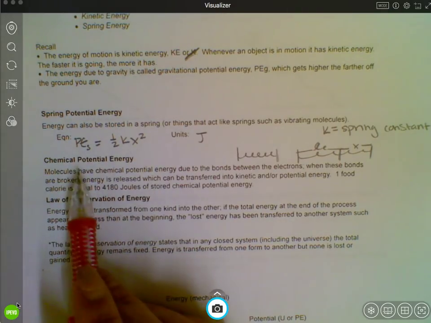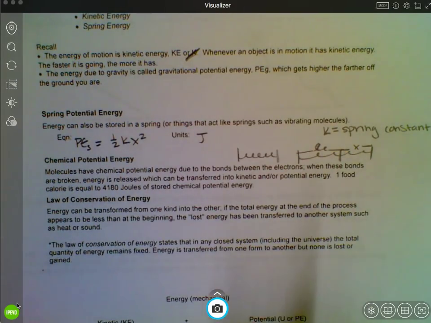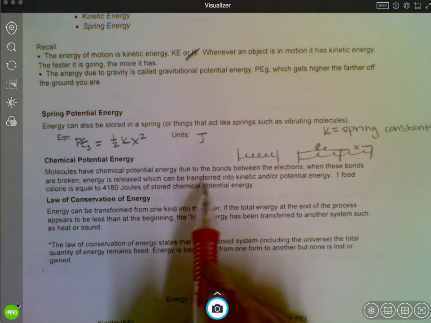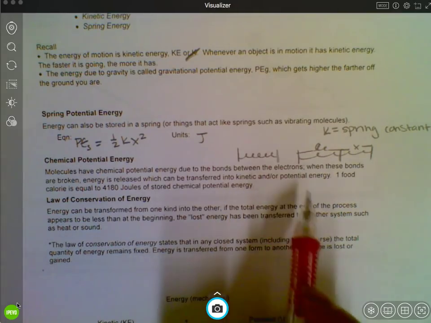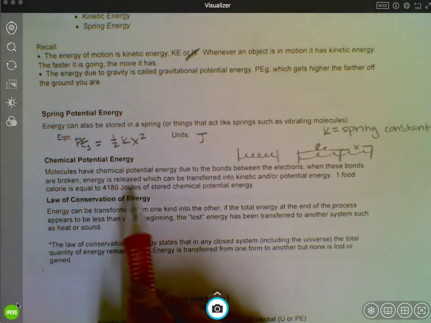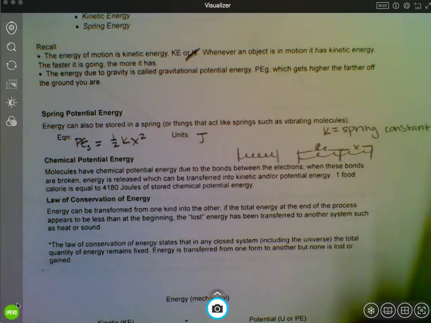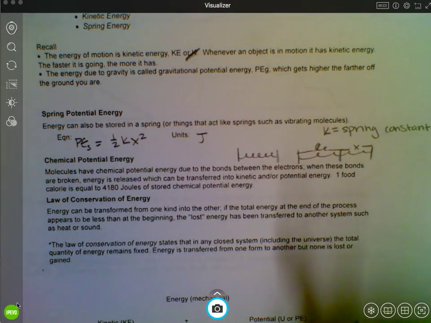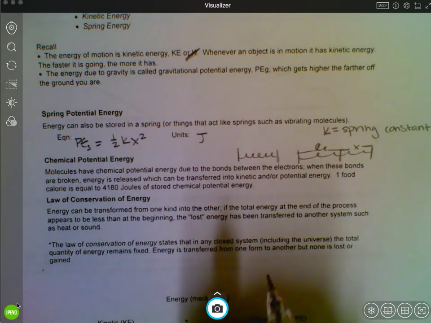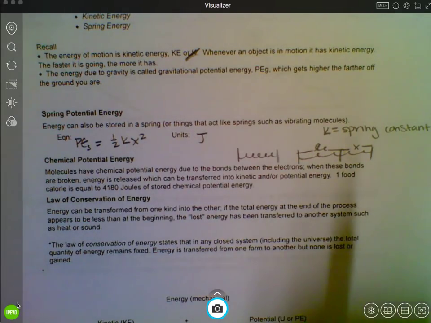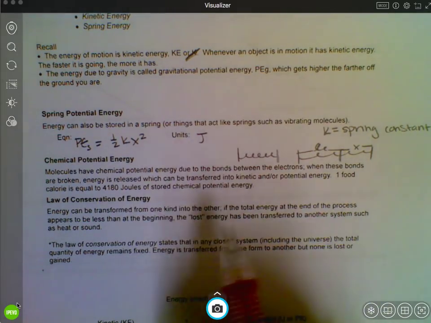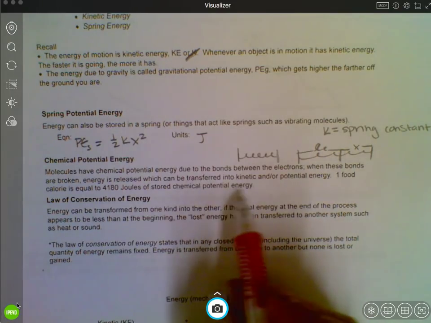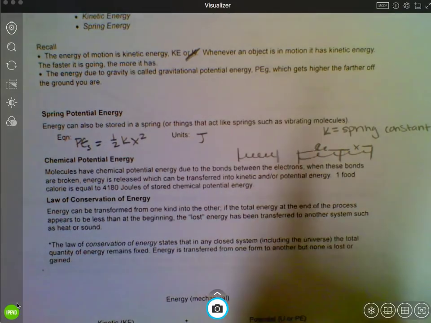There's also chemical potential energy. This is the potential energy stored in chemical bonds. So molecules have chemical potential energy due to the bonds between the electrons. When these bonds are broken, energy is released, which can be transferred into kinetic or potential energy. This happens when we eat food, and then we use that stored energy to exercise or just do our normal tasks through the day. That stored energy from the food is called the chemical potential energy, okay?